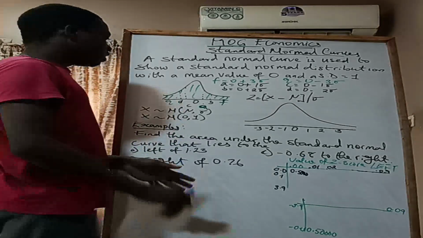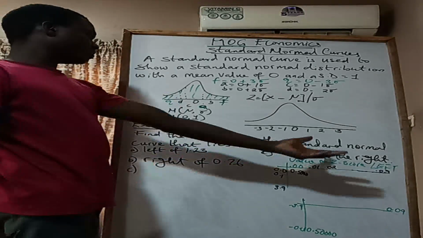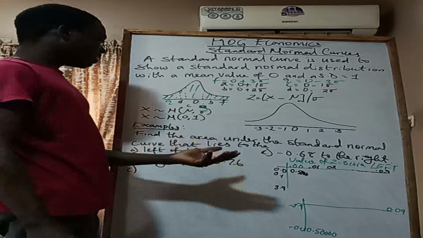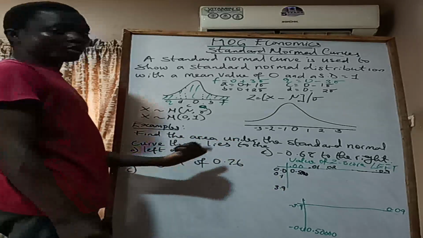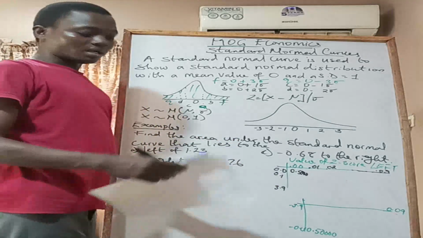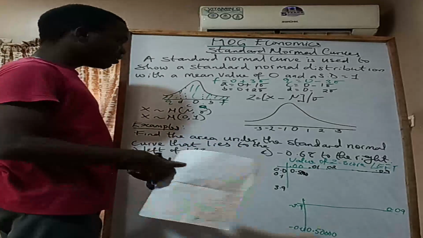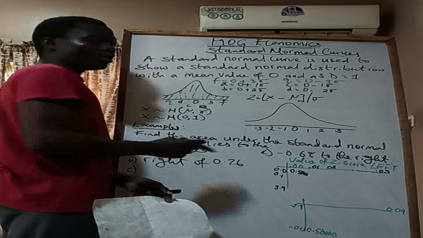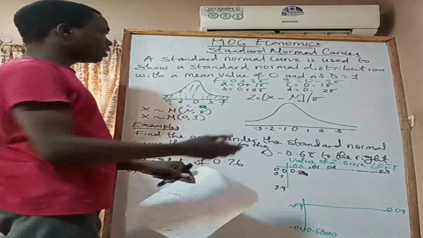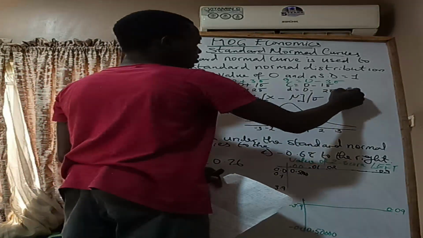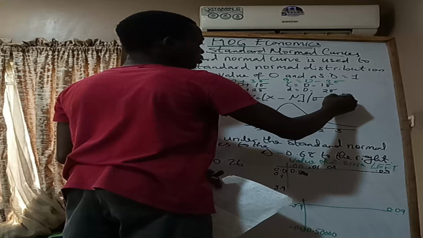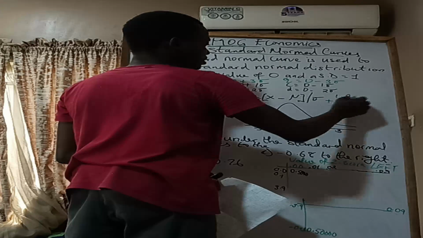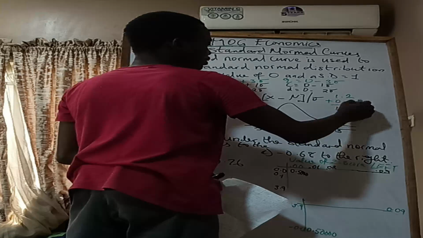Okay, so now find the area under the standard normal curve that lies to the left of 1.23. So how do we use the standard normal table to find that? What we are looking for is 1.2 under 0.03, because of course 1.23 is the same as 1.2 plus 0.03. So this is going to give us 1.23.